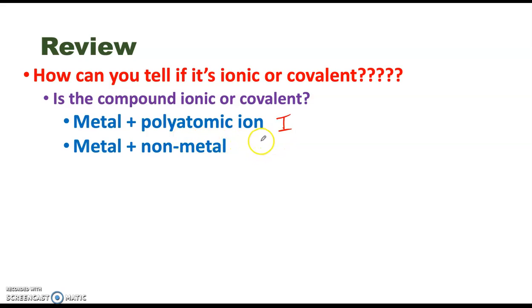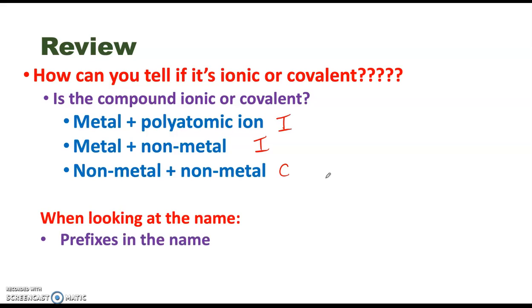If you have a metal and a nonmetal, that is also ionic. And then the last case is if you have two nonmetals, then you know that your compound is covalent. So you should be able to look at compounds and pretty quickly decide if they're ionic or covalent. And that'll come in handy this chapter.